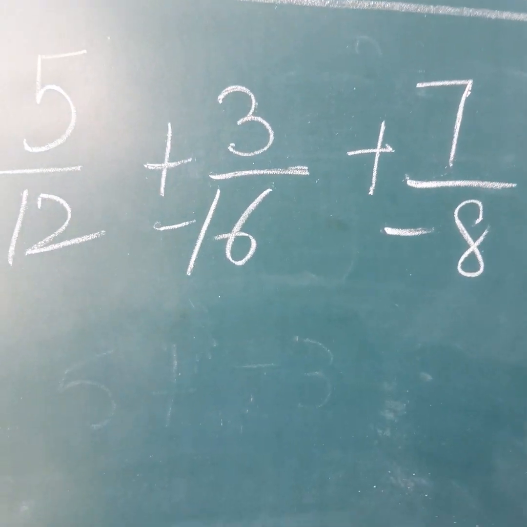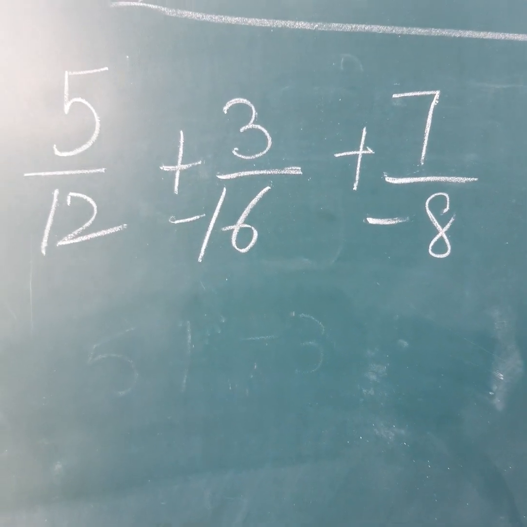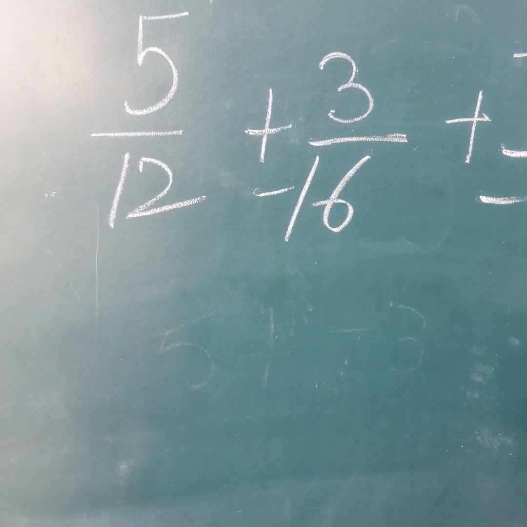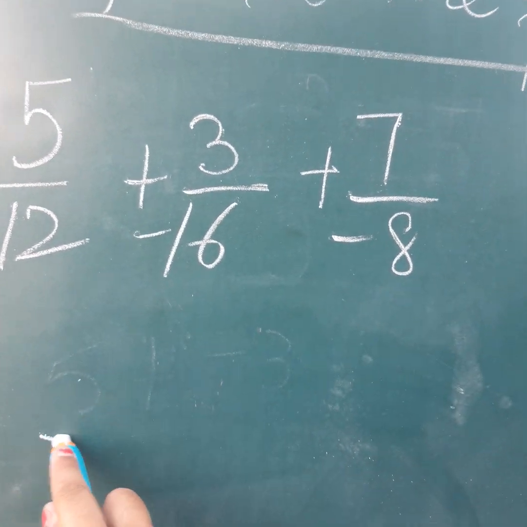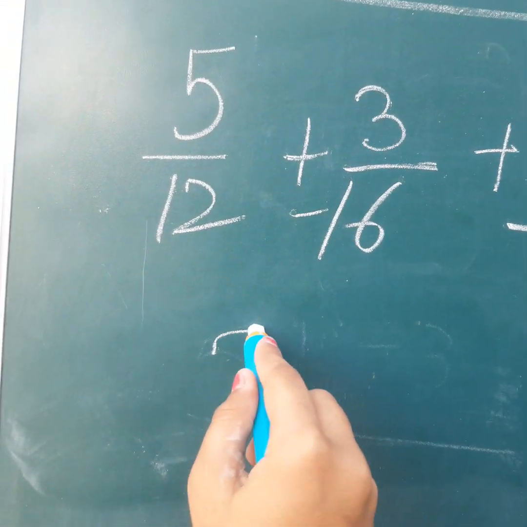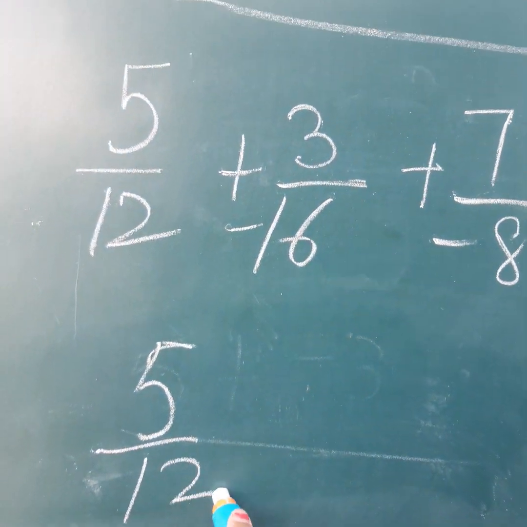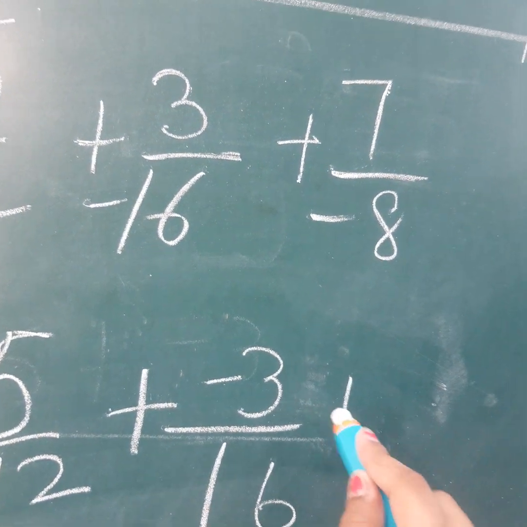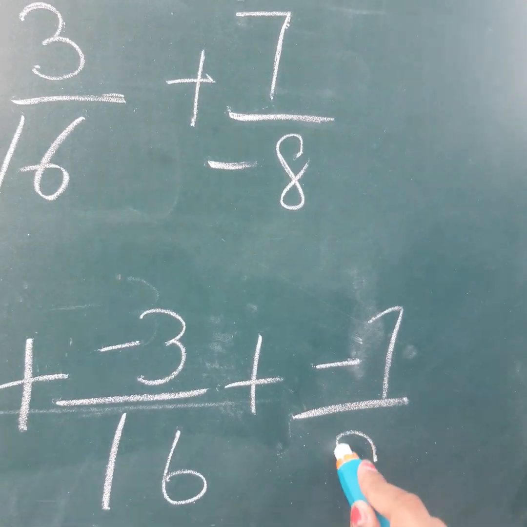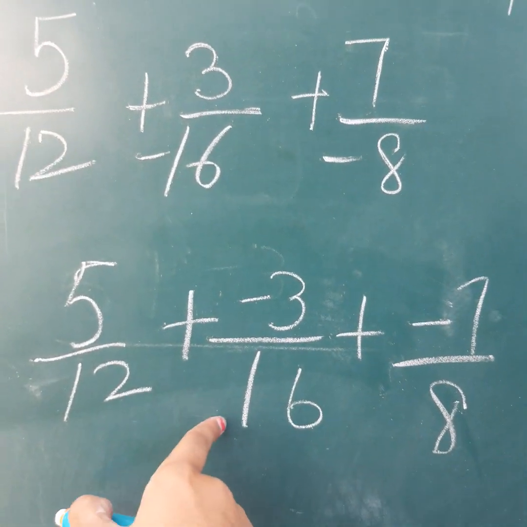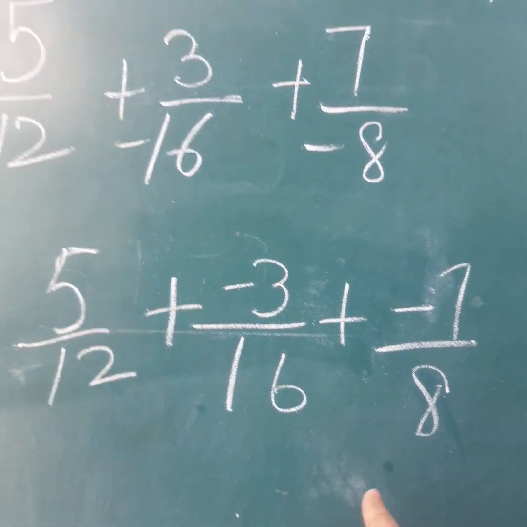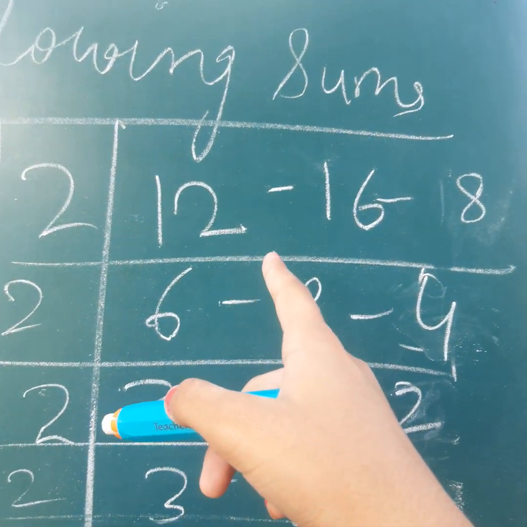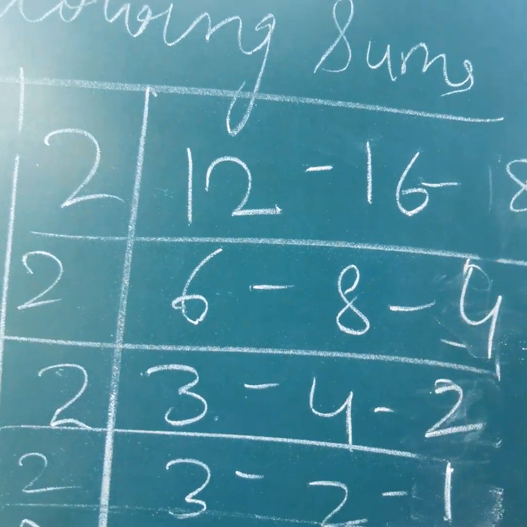So in this case the denominators are different, and there are negative terms. So what should we do? We should write firstly like this: 5 over 12 plus minus 3 over 16 plus minus 7 over 8. So in the next step we have to find the LCM of these three terms, that are 12, 16 and 8. So let's find.